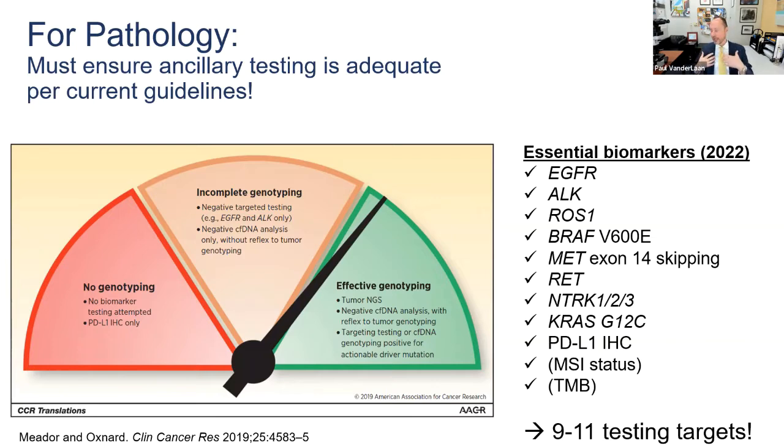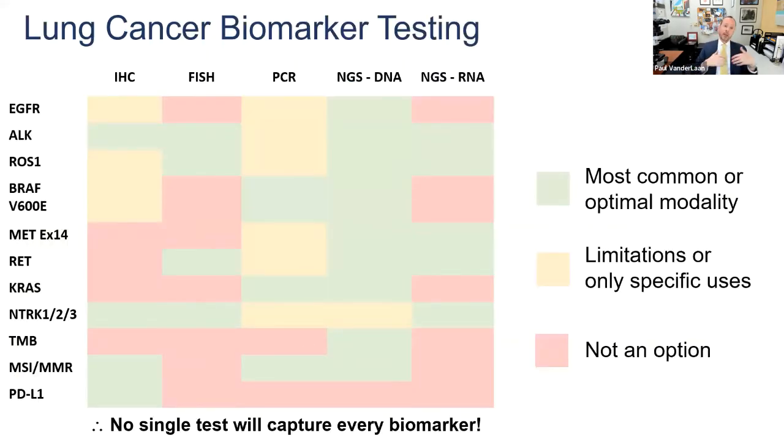So again, as AP lab managers, what do we do? How can we make systems to ensure that we have effective genotyping done for all of these non-small cell lung cancer specimens? As Dr. Chandra will talk about in the next talk, unfortunately this biomarker testing is very broad, and there really is no single test that will capture every one of these biomarkers. I put up on the screen a pictorial representation of the different modalities of testing that can be employed, highlighting their strengths and weaknesses.